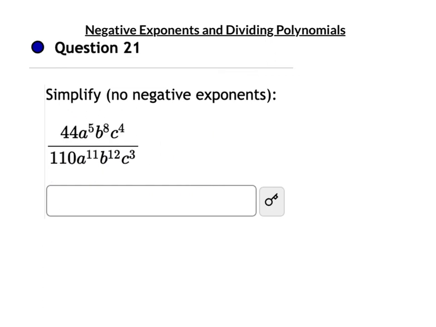In question 21, we finally get some coefficients above and below, some numbers. We divide out the common factors. Both 44 and 110 are divisible by 11. Divide by 11, you get 4. Divide by 11, you get 10. Oh, 4 and 10 are still divisible by 2. Divide by 2, you get 2. Divide by 2, you get 5. I'm going to have a 2 here in the top of my answer and a 5 below.